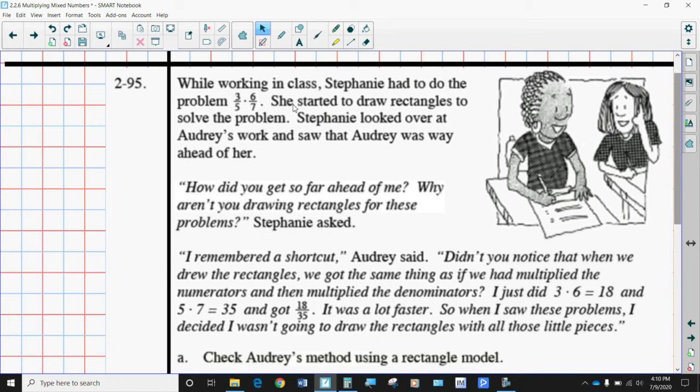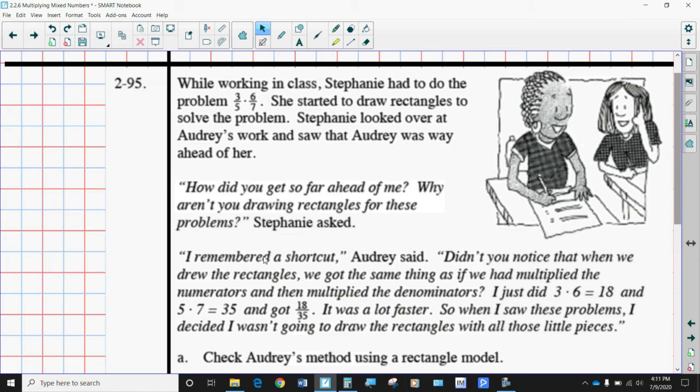While working in class, Stephanie had to do the problem 3 over 5 times 6 over 7, 3 fifths times 6 sevenths. She started to draw rectangles to solve the problem, like we did in the previous lesson. Stephanie looked over at Audrey's work and saw that Audrey was way ahead of her. "How did you get so far ahead of me? Why aren't you drawing rectangles for all of these problems?"